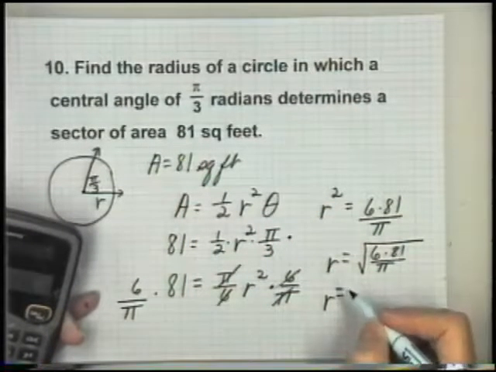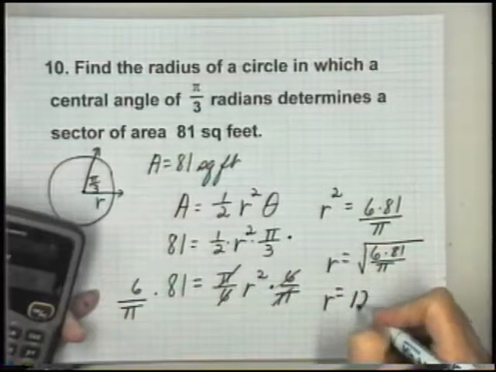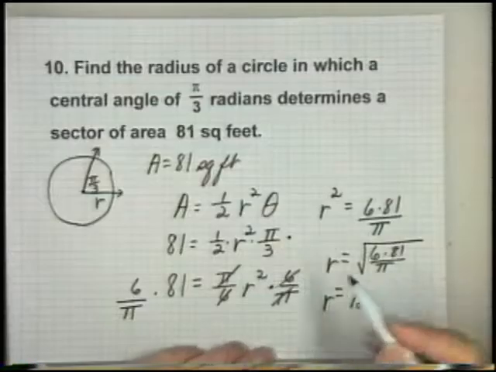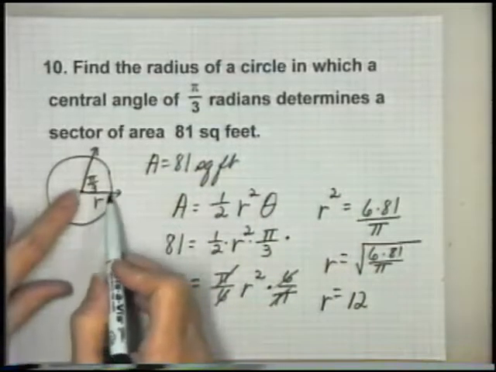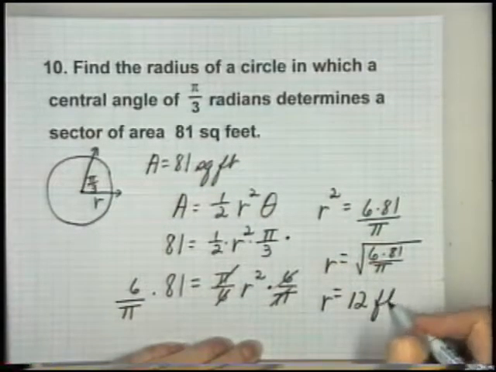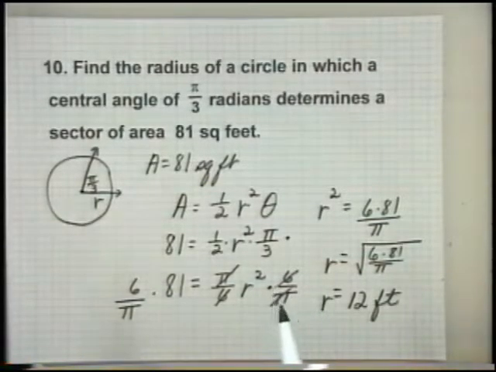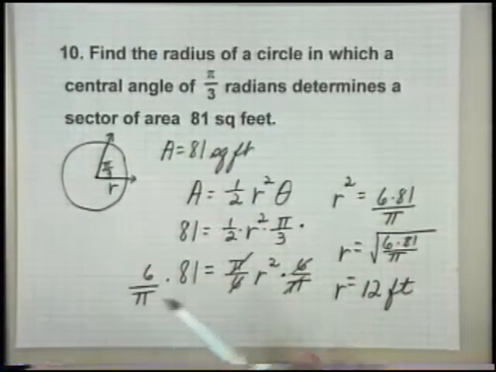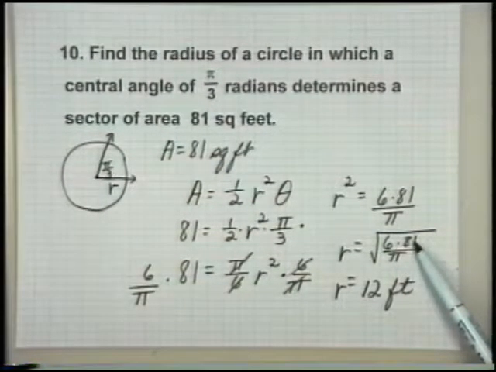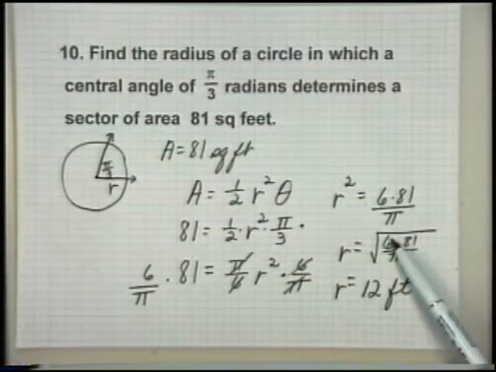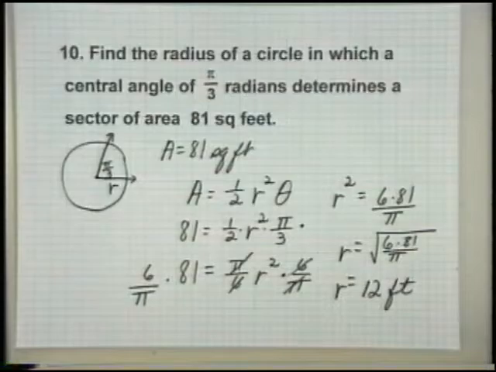And I got, let's see, we only have 2 significant digits. I got 12.43, so it'll just be 12. 12, what will it be? Well, if the area is in square feet, the R will be feet. And what I did, I used a scientific calculator. I said 6 times 81 divided by pi, and then I pushed my equals to get it to divide, and then I took the square root of it.